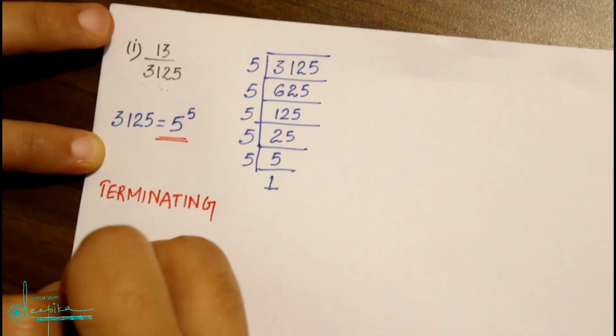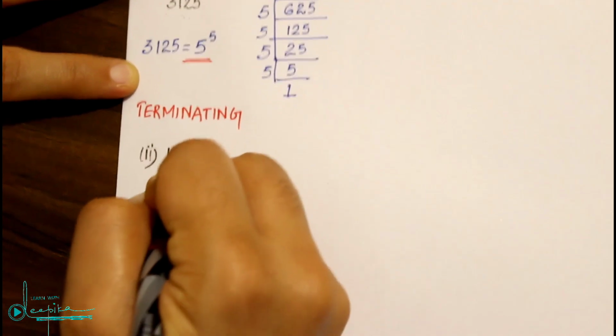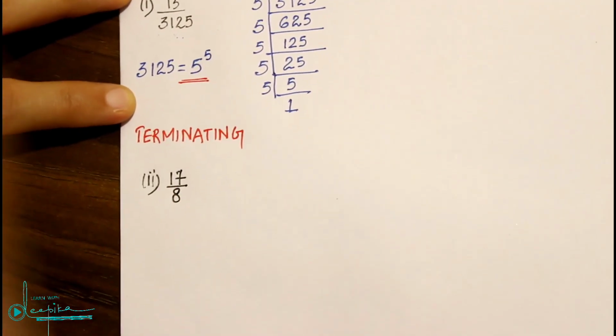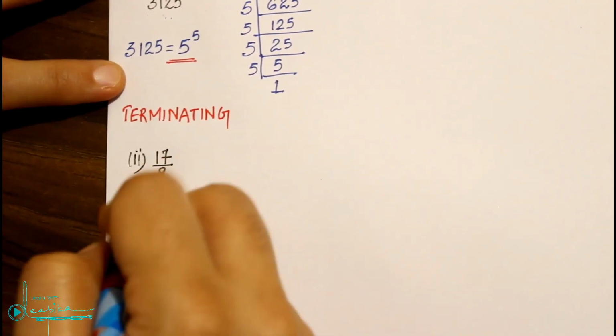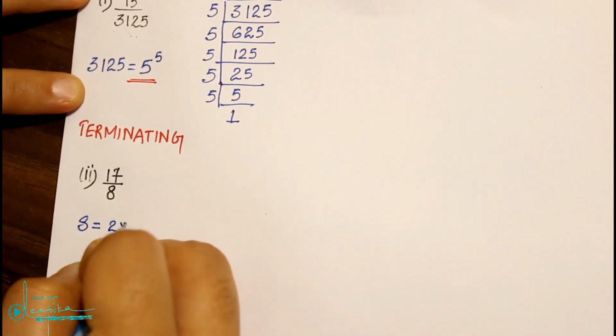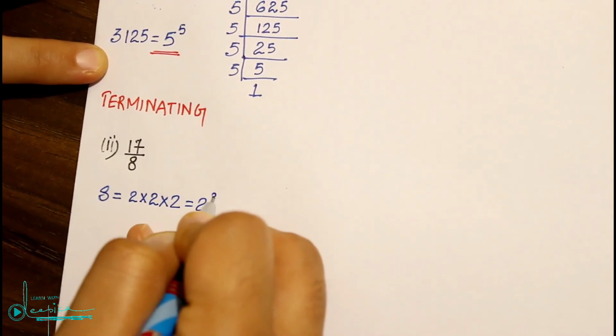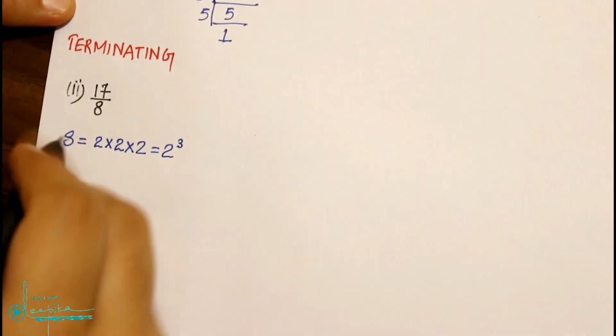Our next part is 17 upon 8. This is already in simplified form. So you can see here that denominator 8 is in the form of 2 into 2 into 2, which is 2 raised to power 3. So again, it's terminating.